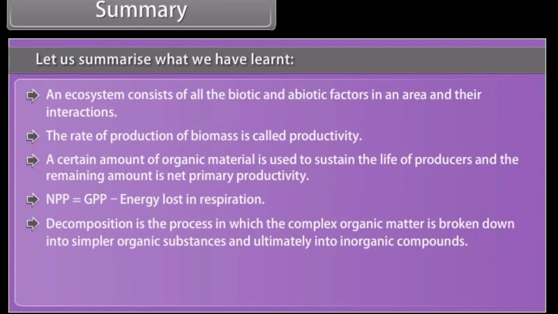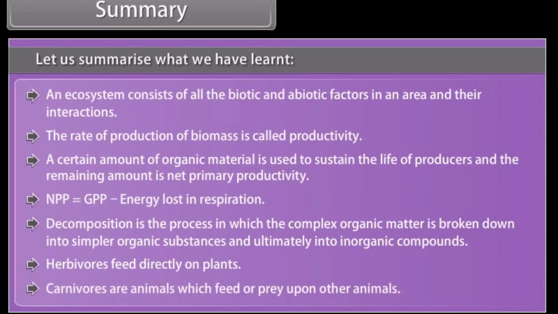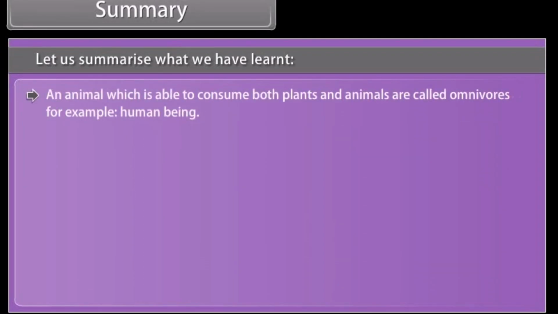Decomposition is the process in which complex organic matter is broken down into simpler organic substances and ultimately into inorganic compounds. Herbivores feed directly on plants. Carnivores are animals which feed or prey upon other animals. An animal which is able to consume both plants and animals is called an omnivore, for example, human being.